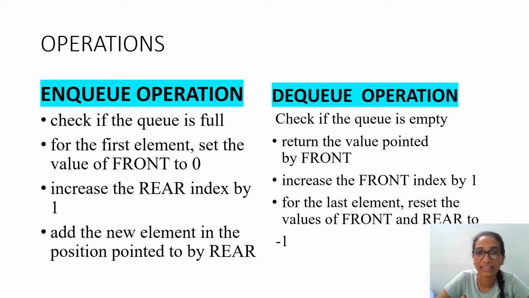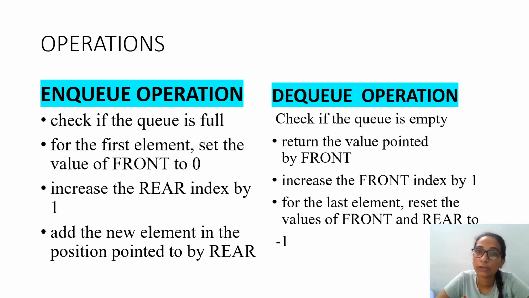Enqueue operation is nothing but adding an element to the queue. While adding an element to the queue, we have to check whether the queue is full. That means rear equal to maximum minus 1 means the queue is full. If it is not full, then we have to set the value of front to 0 and increase the rear index by 1. Add the new element to the position pointed by the rear.